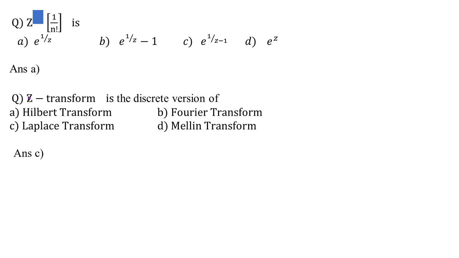Then the next question is z transform is the discrete version of. If you remember, the z transform is studied in a way similar to the Laplace transform, with a slight change that Laplace transform is applicable for a continuous signal, that is an analog signal, whereas z transform is applicable for a digital signal. So that's why z transform is the discrete version of the Laplace transform. So option C is the correct one.